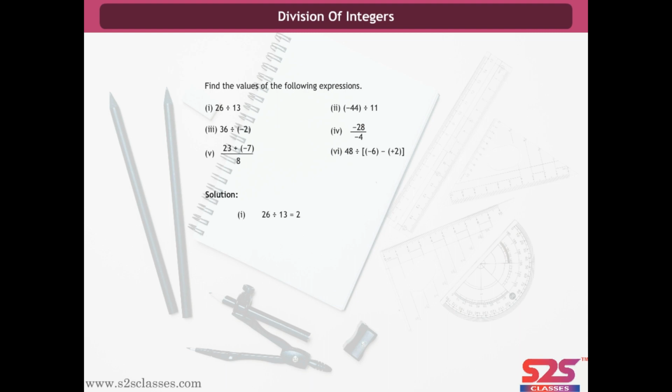Solution. 26 divided by 13 is equal to 2. -44 divided by 11 is equal to -4. 36 divided by -2 is equal to -18. -28 divided by -4 is equal to 7. 23 plus (-7) divided by 8 is equal to 16 divided by 8, which is equal to 2. 48 divided by -6 minus (+2) is equal to 48 divided by -8, which is equal to -6.